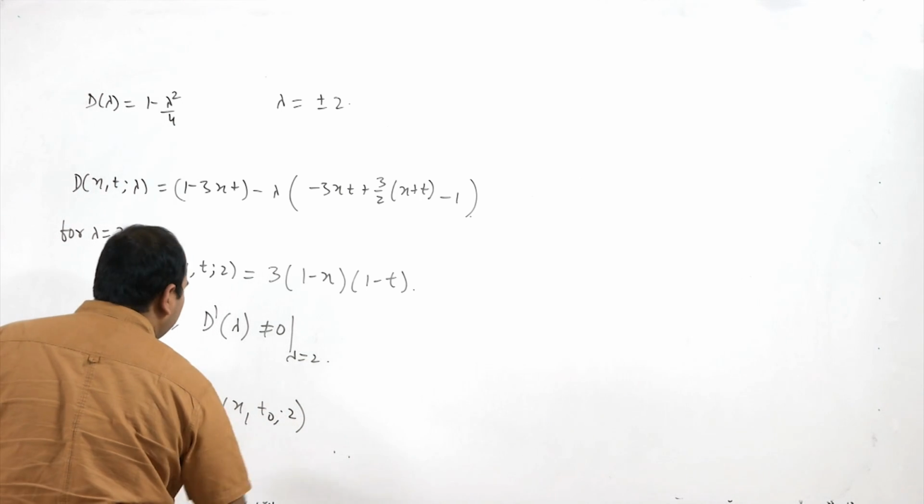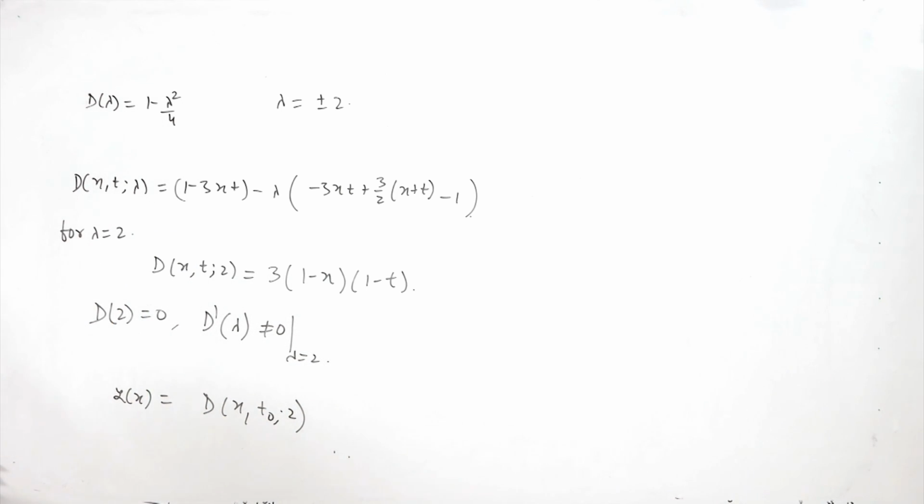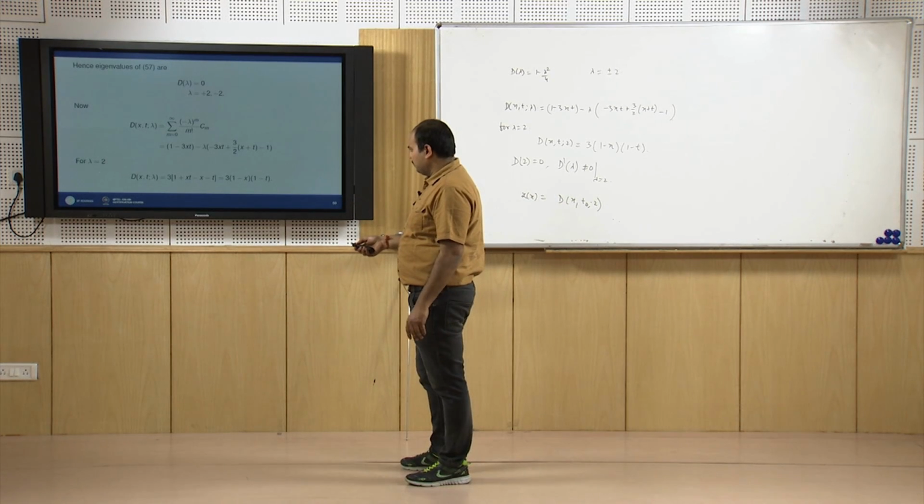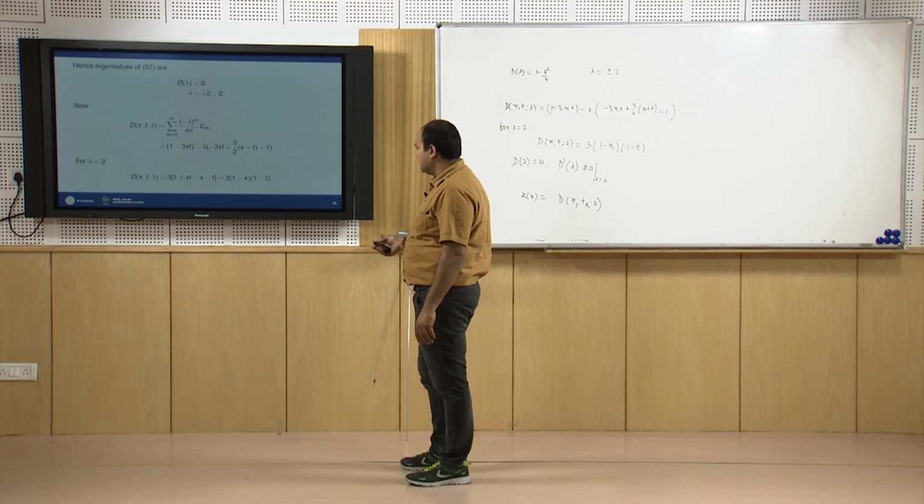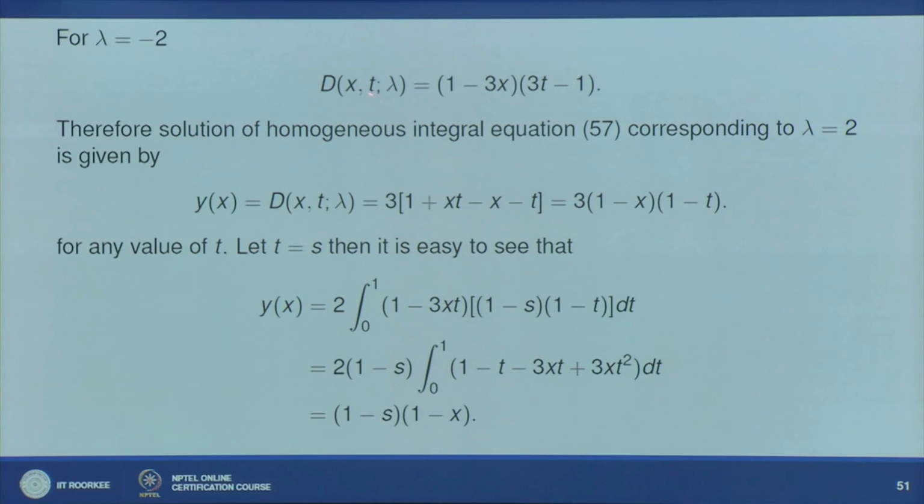So that is going to be a solution of this. Here we try to see that for lambda equal to 2, D(x,t;lambda) is reduced to 3(1 minus x)(1 minus t), and for lambda equal to minus 2, D(x,t;lambda) is given by (1 minus 3x)(3t minus 1).